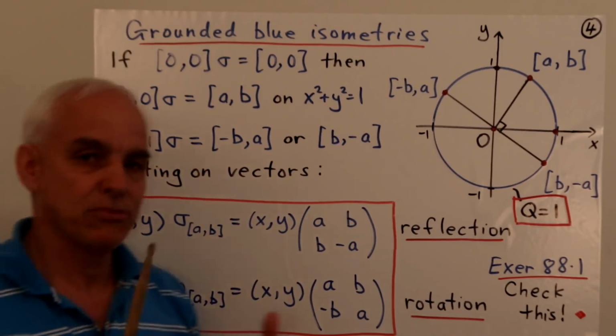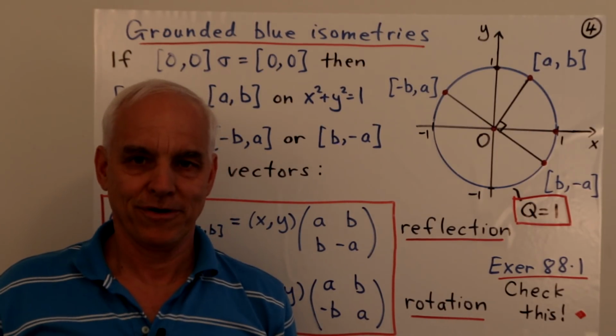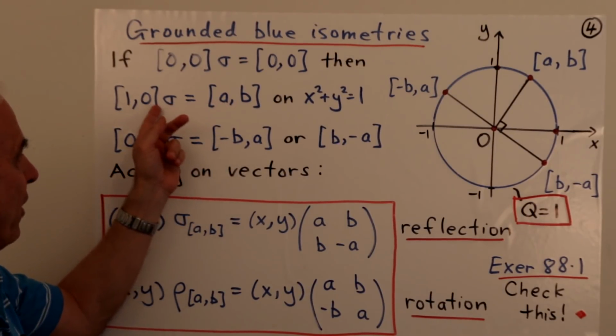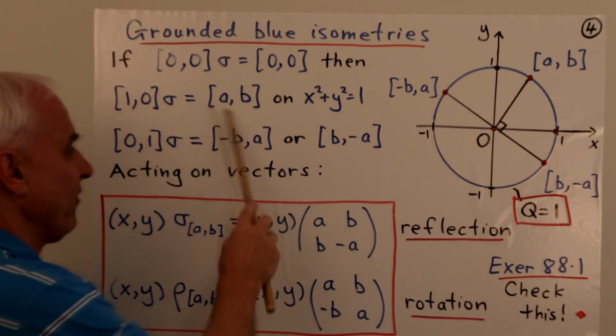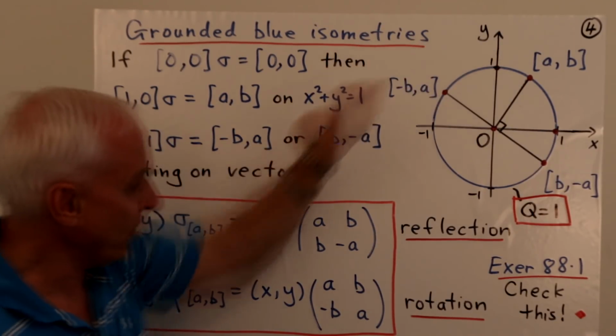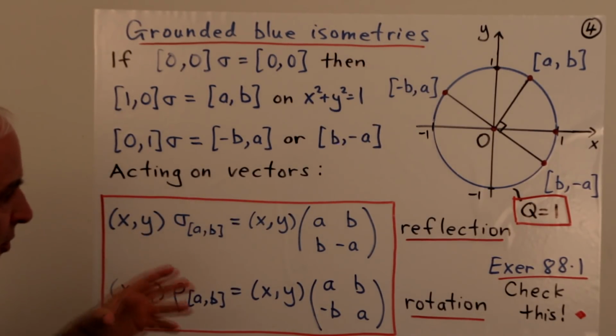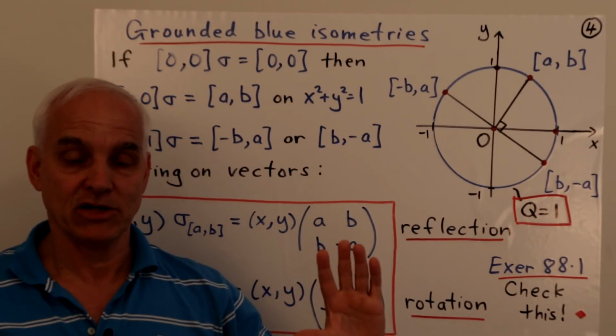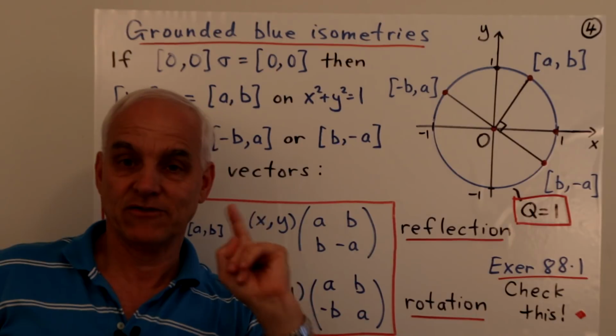And then a little bit of thought says that, well, that essentially captures all the possibilities here. There's only one possibility for where this point goes once we've specified it. And then there's only two possibilities for where this one goes. And then it turns out that knowing where those 3 points go is enough to determine the entire isometry. And it's then a linear transformation.